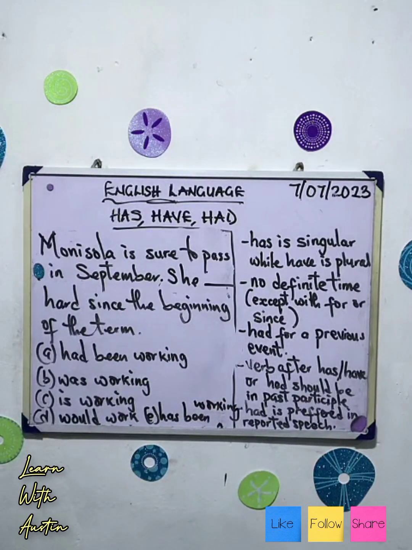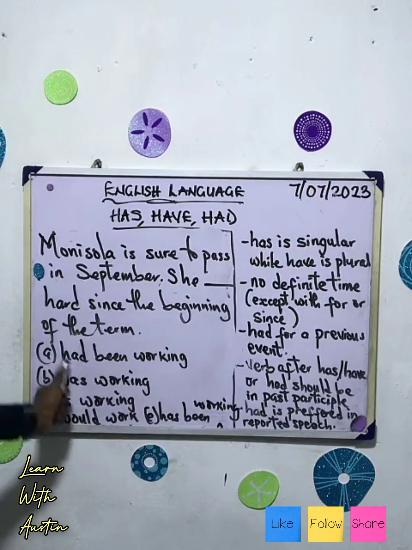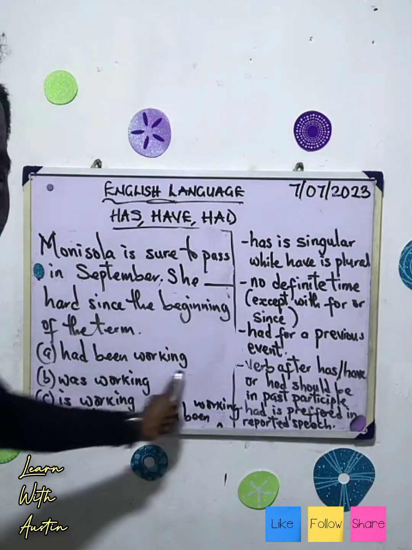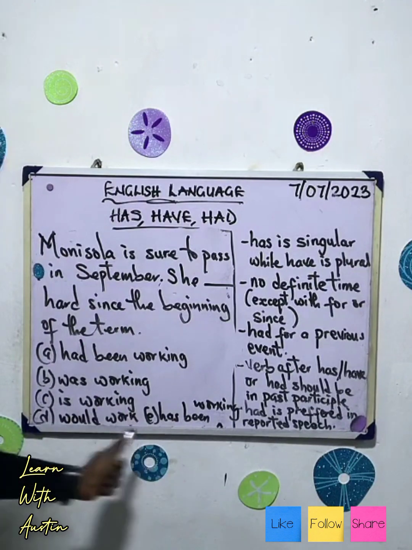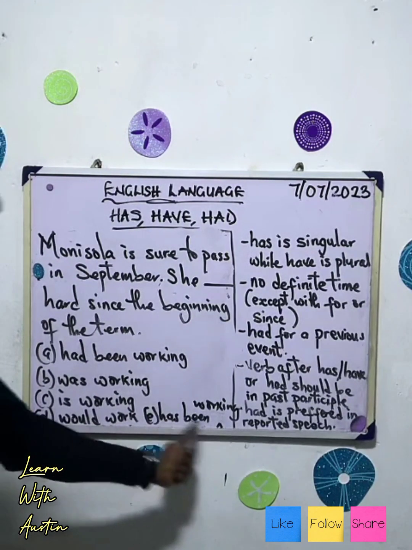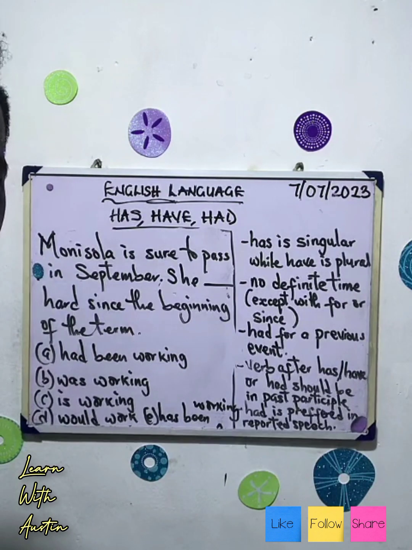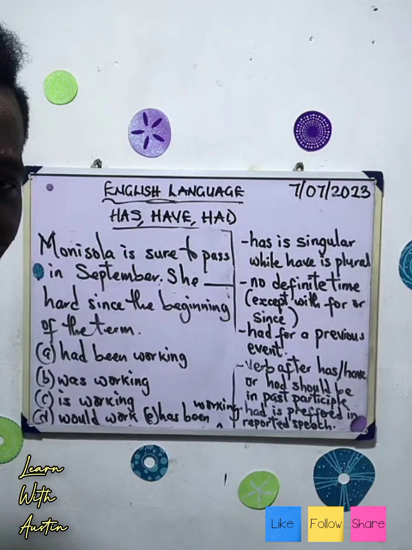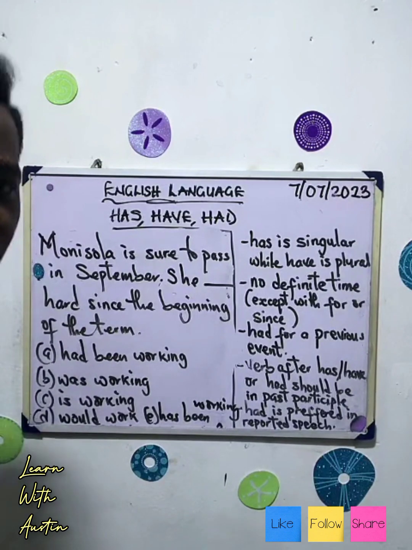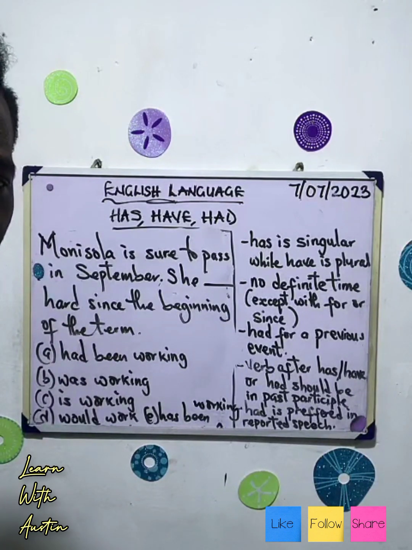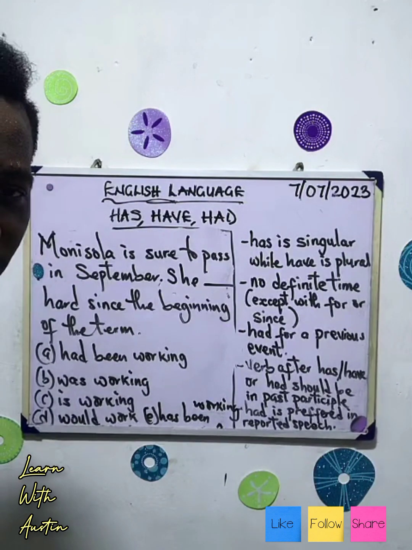Okay. Monishola is sure to pass in September. She has worked hard since the beginning of the term. Is it she had been working hard since the beginning of the term? She was working since the beginning of the term. She is working since the beginning of the term. She would work since the beginning of the term. Or she has been working hard since the beginning of the term. Abigail says is working. Vicky says A, she had been working. Okay, Kenny says D. Yella says C.